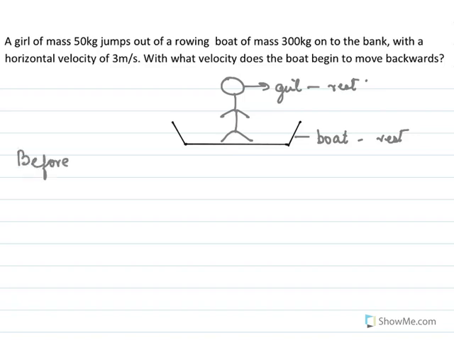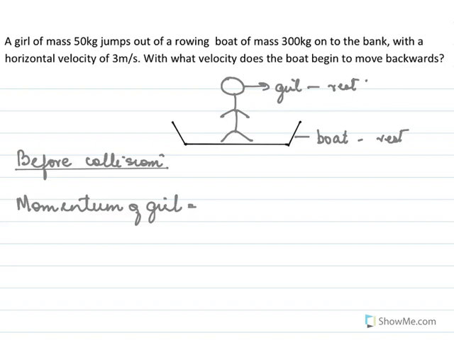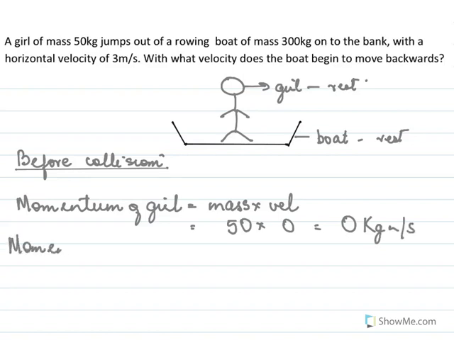So before collision or before impact, we have to calculate total momentum. So we have momentum of girl equal to mass of girl into velocity. Mass of girl is 50, velocity 0, so 0 kg meter per second. Then we will do momentum of the boat. This is all before collision.